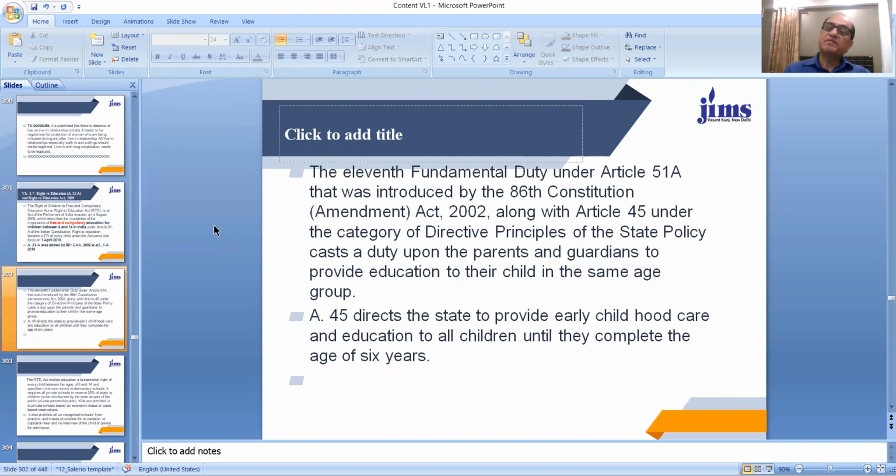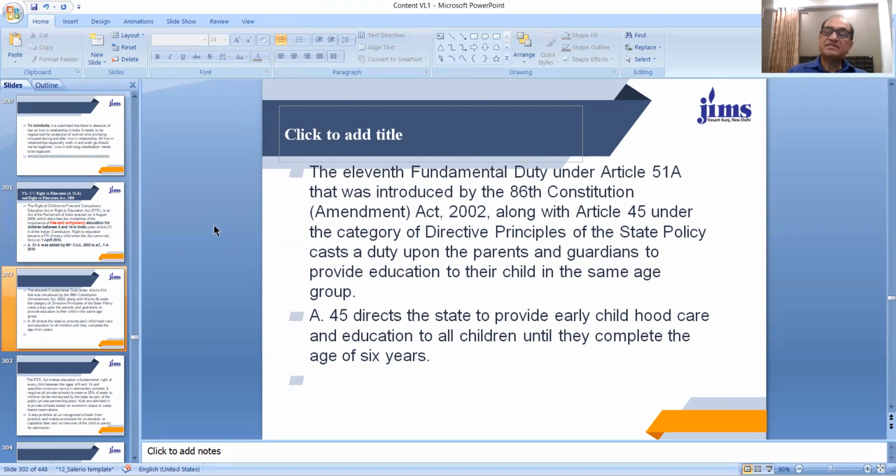If you see the chapter of fundamental rights and fundamental duties in our Constitution, dear students, you will find that the 11th fundamental duty under Article 51A, that was introduced by the 86th Constitutional Amendment Act of 2002, along with Article 45, under the category of directive principles of state policy, they cast a duty upon the parents and guardians to provide education to their children in the same age group, that is 6 to 14.